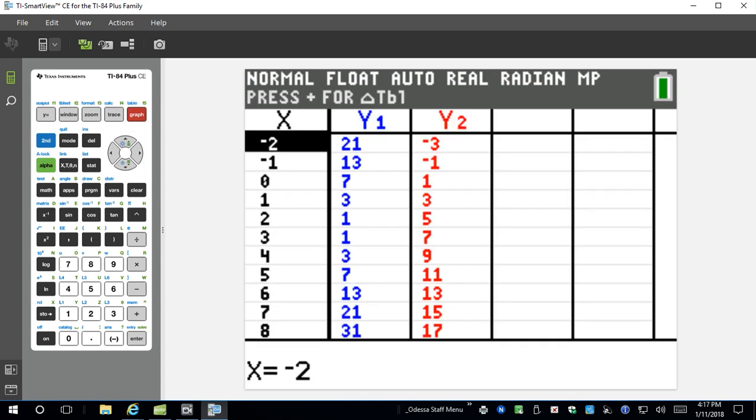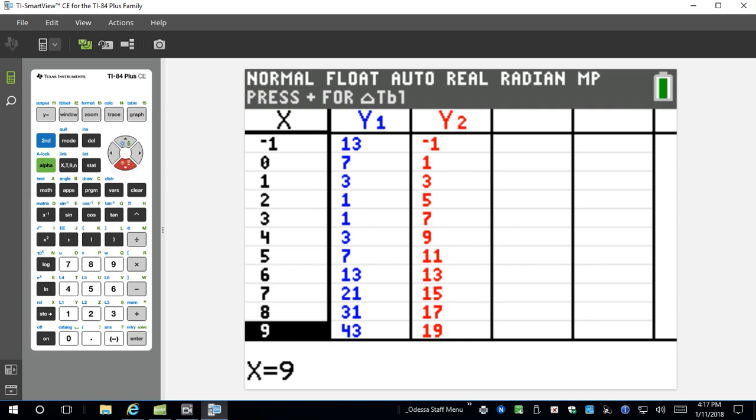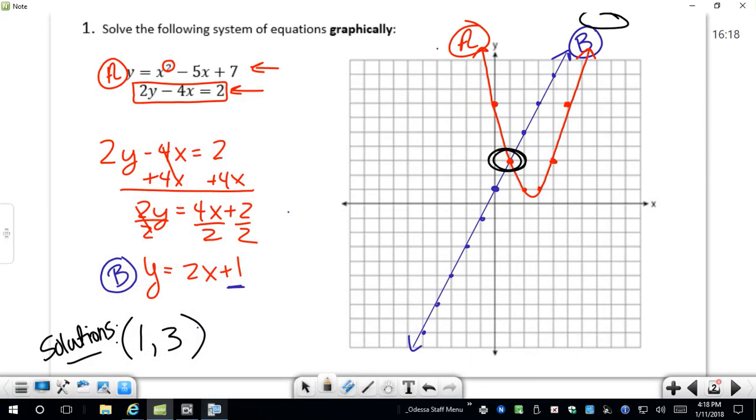I'm going to go to the table, guys. Now, if you look at x equals 1, both of the y values are 3, and we already have that point, 1, 3. We're looking for the next intersection point that we can't see on our graphs. And if you look closely, at x equals 6, the two y values are both 13. So our second solution, even though we can't see it on our graph, is the point 6, 13.